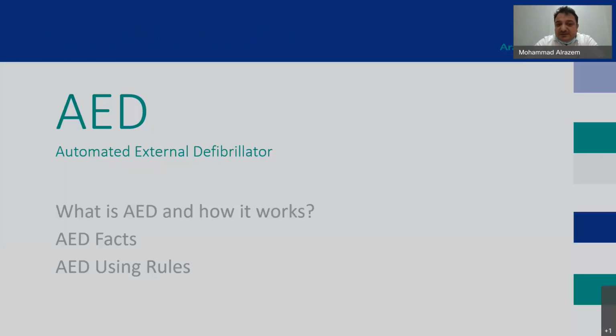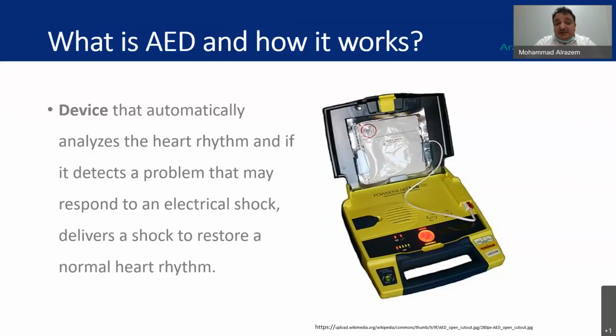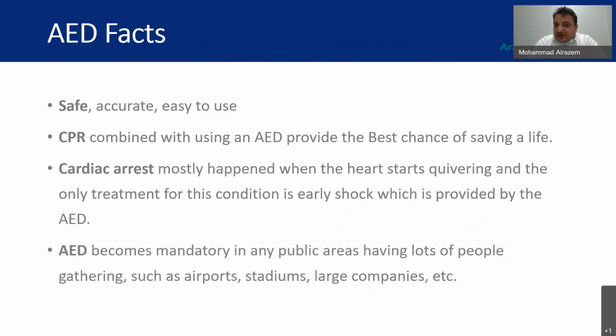Now, what about the automated external defibrillator? It's a device that automatically analyzes the heart rhythm, and if it detects a problem that may respond to an electrical shock, delivers the shock to restore normal heart rhythm. So it's a very, very safe device. It's in the code of the buildings. Safe, accurate, easy to use.